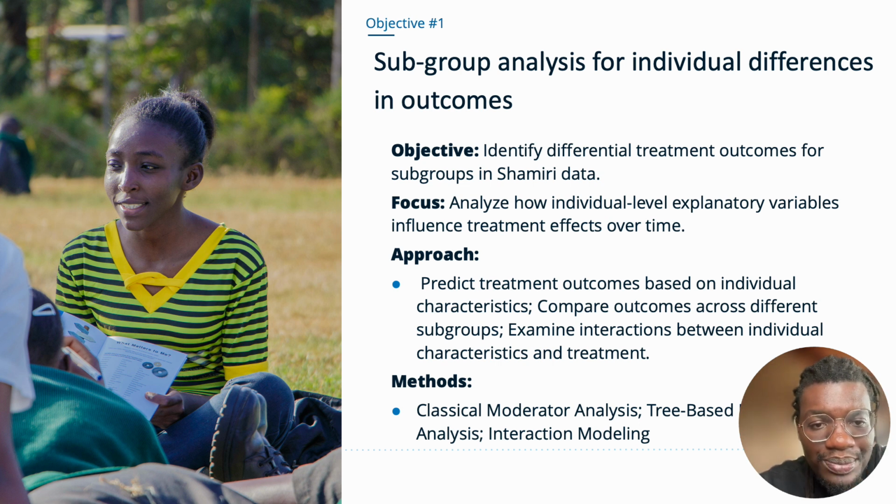So we will explore how individual level explanatory variables like gender, age, income, affect and influence treatment effects over time. And here we will use a variety of methods, including classical moderator analysis, tree-based modeling, interaction modeling, to be able to develop a robust understanding of this. So we think these insights will be really crucial as we move towards personalization of mental health, as we start to understand for whom and under what circumstances these interventions work best.